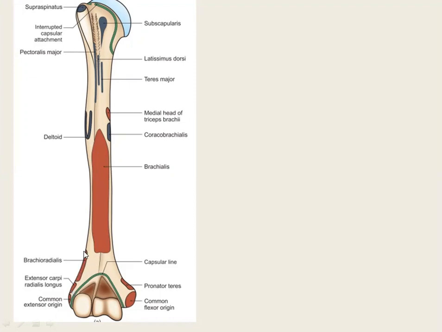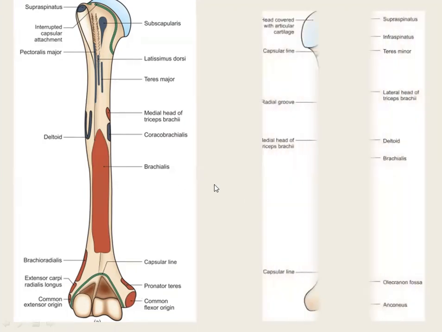Then we will see the lateral epicondyle. There is the brachioradialis muscle. Then the lateral supracondylar ridge, the extensor carpi radialis longus. Then the common extensor origin. These originate from the lateral epicondyle. Then we will see the medial epicondyle. There is the pronator teres muscle and the common flexor origin, right? These are the anterior aspect of the bone attachments.